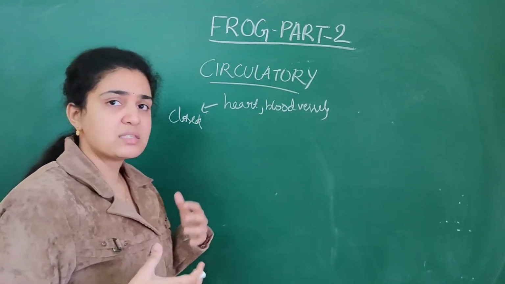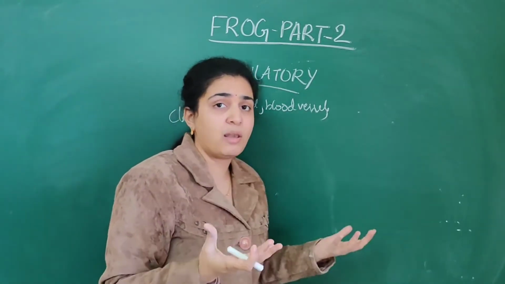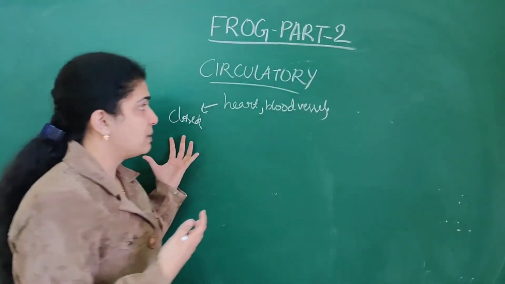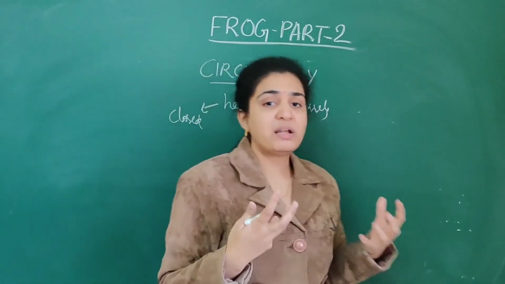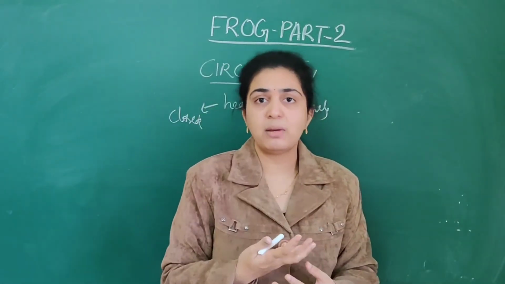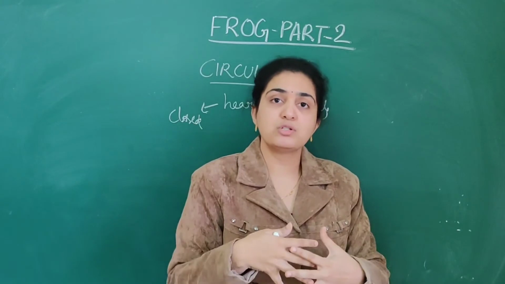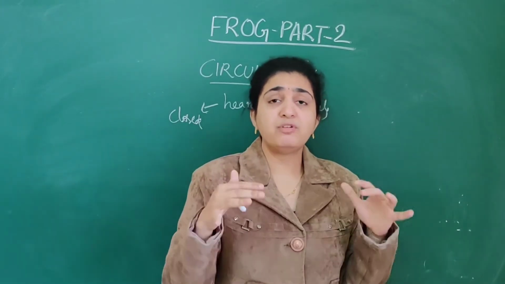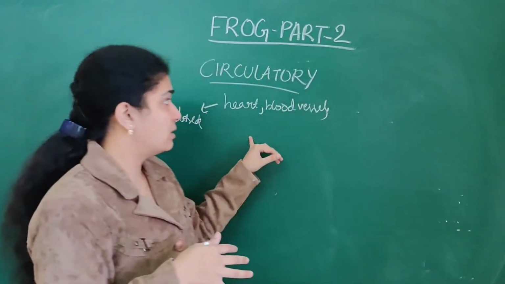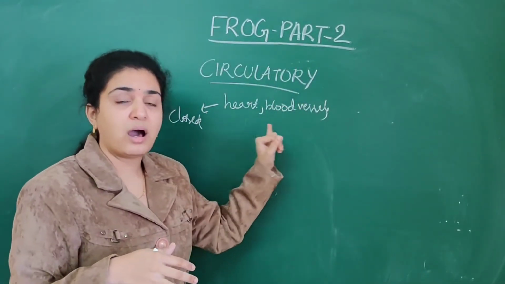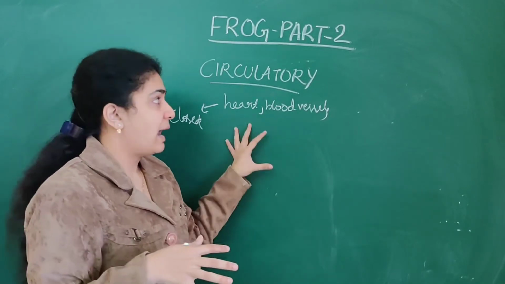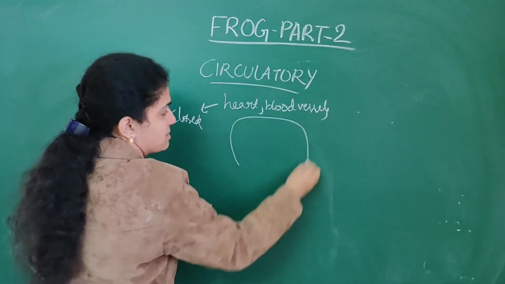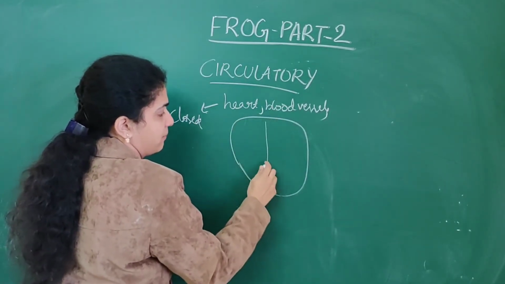The closed type of circulatory system is exhibited by human beings, all mammals as well as earthworm. Only the open type of circulatory system is exhibited by cockroach, because the blood flows into open spaces. Though the heart is present, the blood flows into open spaces, but here the blood will flow into the heart and the blood vessels. And it is a three-chambered heart in the frog.